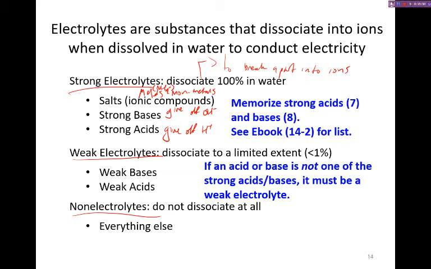Then we have weak electrolytes. These are substances that dissociate only to a limited extent. These are weak acids and weak bases. And essentially, if it's an acid or a base, but not on the list of strong acids or bases, then it's going to be a weak electrolyte. The third group is non-electrolytes. And non-electrolytes don't dissociate at all. And this is essentially everything else.